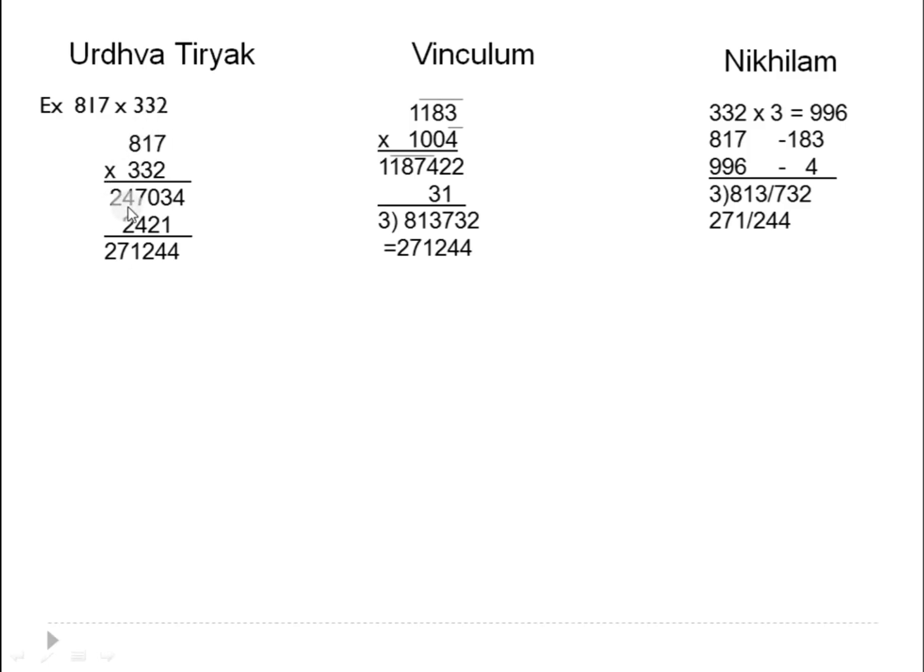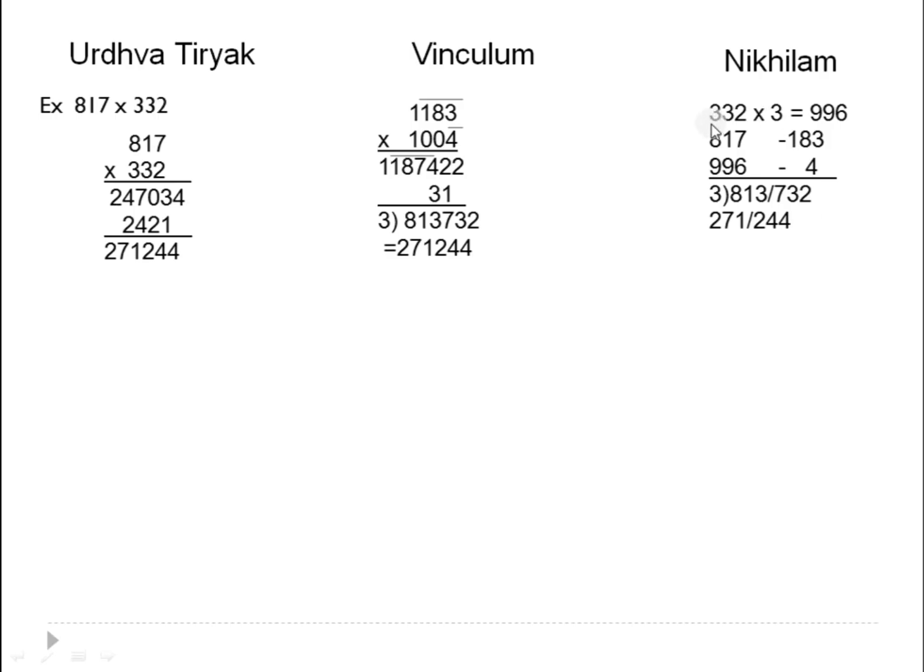So 8 3s are 24, and 8 3s are 24 plus 3 gives us 27. 2 carried to the left side. 8 2s are 16 plus 3 1s are 3 plus 7 3s are 21 gives us 40. So we'll keep 0 here. We are carrying 4. 1 2s are 2 plus 7 3s are 21 gives us 23. So keeping 3 here, carrying 2. 7 2s are 14, plus 2 carried is 16. Adding it gives us 271244.